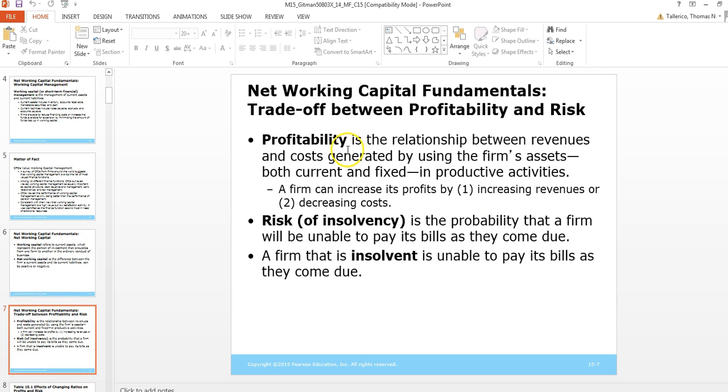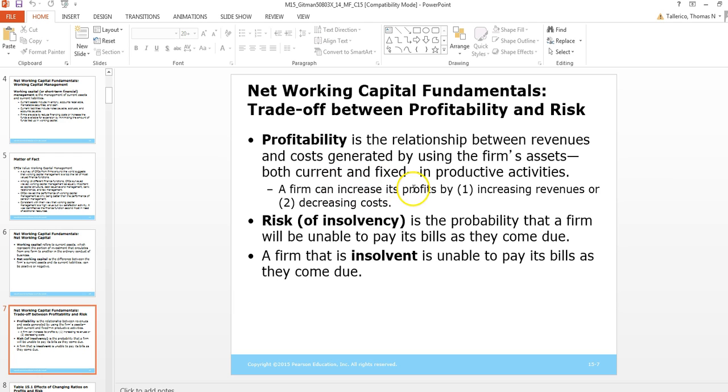All right, so profitability, right? That's another important term. It's the relationship between revenues and costs generated by using the firm's assets. Both, all types of assets. So how does a company increase its profits? And that should be obvious, right? Number one, you could just sell more stuff, increase the revenues, or you decrease costs, right?